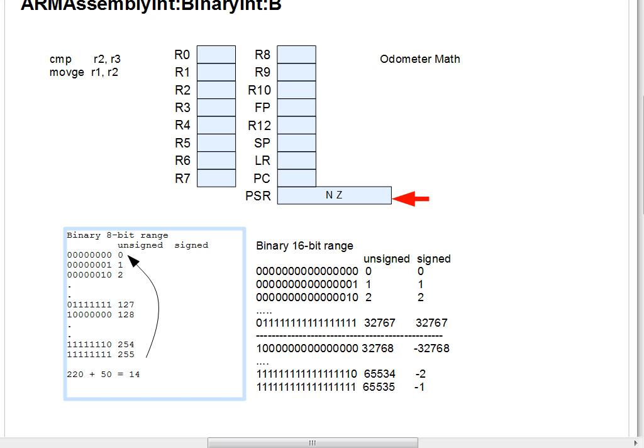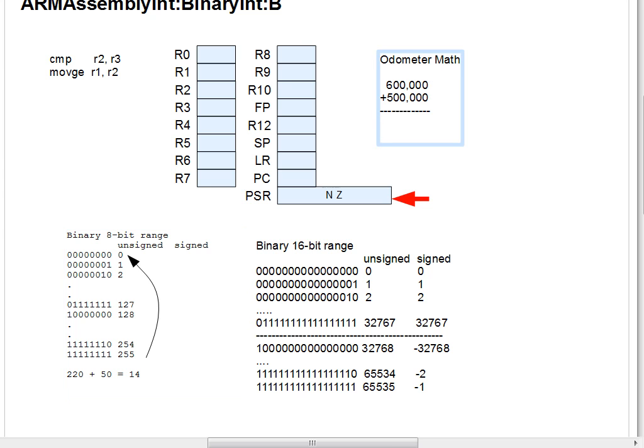Now, to understand why it's called that, consider the decimal car example from an earlier lecture. What would happen if we added 600,000 and 500,000 on that odometer, which of course would result in overflow? If we did that kind of addition, we'd end up with zeros in most of the positions. So we'd have all zeros for the last 5 positions. And when we added the 6 and the 5, we'd end up with a 1, and we'd carry 1 into the millions place.